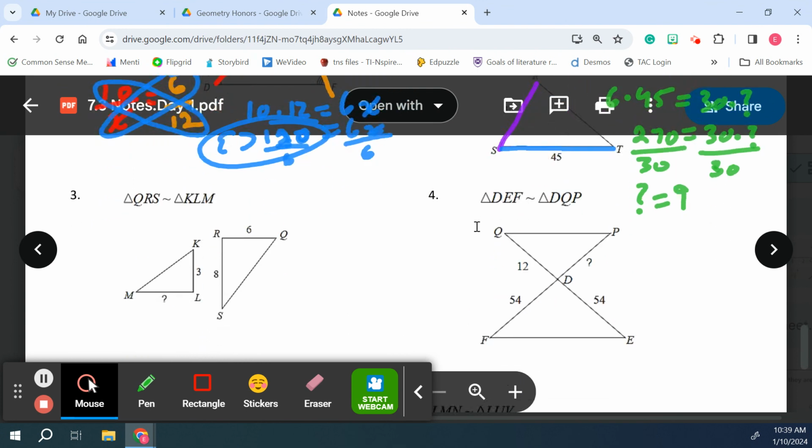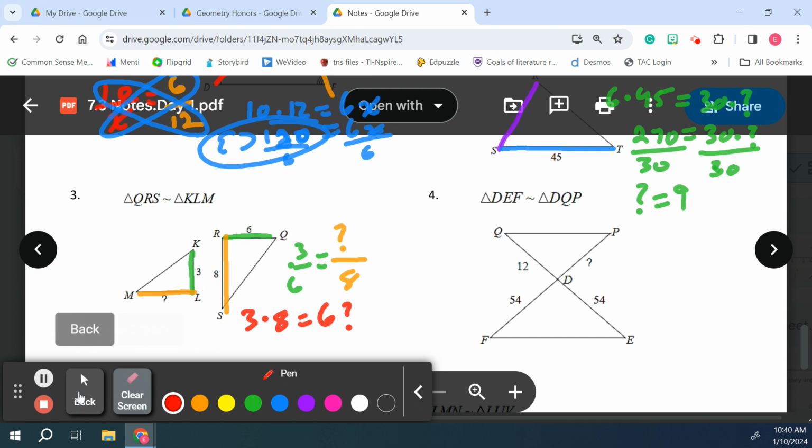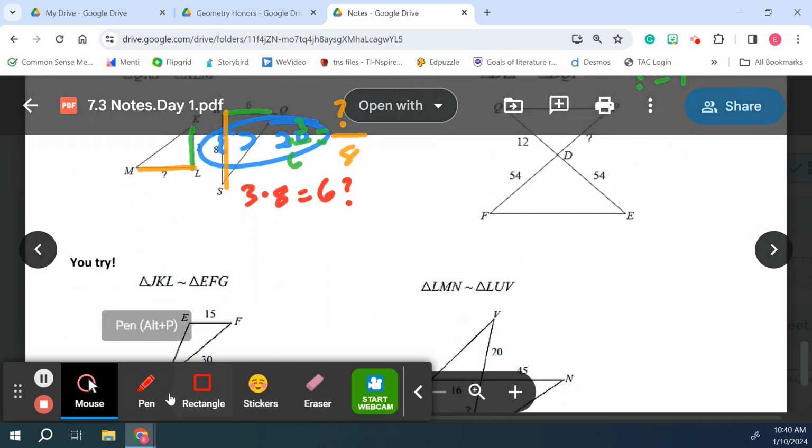Okay. All right, so this one again, they're also telling us that QRS is similar to KLM. All right, so here's KL. Here's QR. So this will be 3/6 equals. Now we're going to do the other two. ML, which is our question mark, over RS, which is 8. Multiply across, that's 3 times 8 equals 6 times your question mark. Or you can call it X or whatever you want.